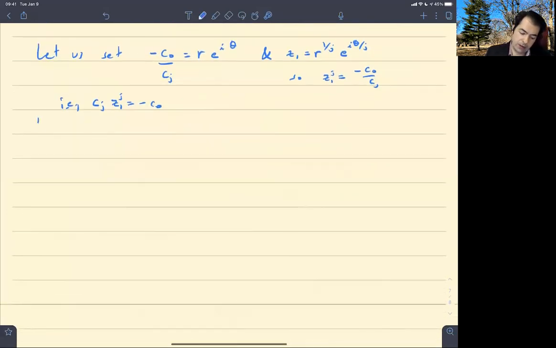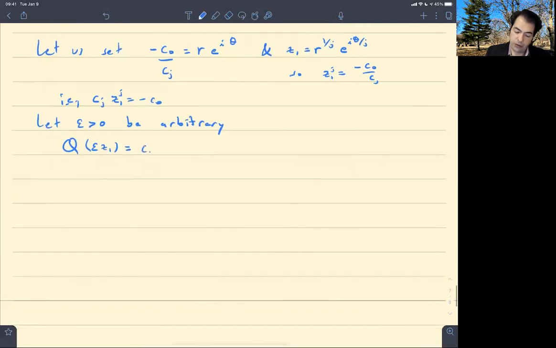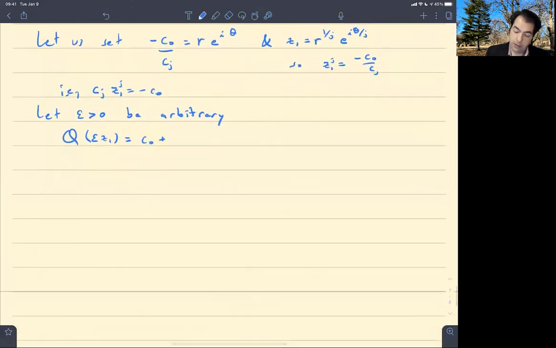Okay, so now let epsilon positive be arbitrary. Q of epsilon times Z1 is equal to C0 plus Cj epsilon to the j, C1 to the j, plus epsilon to the j plus 1, C1 to the j plus 1, R of epsilon C1.